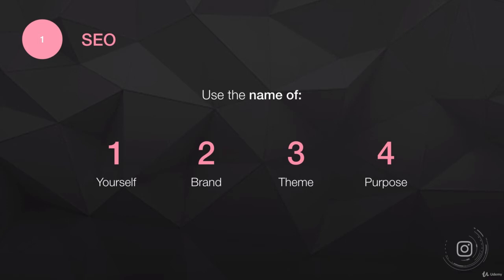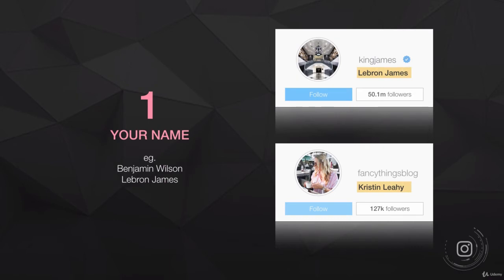And 4, you could use your purpose. So if you don't have a specific name or you don't have a specific thing, it could be relieve world hunger or save the bees. Could be the purpose of your account. Could be your Instagram name, which is basically just telling people the purpose of your account. So let's have a look at some examples of this.